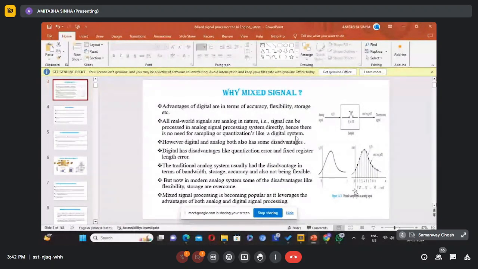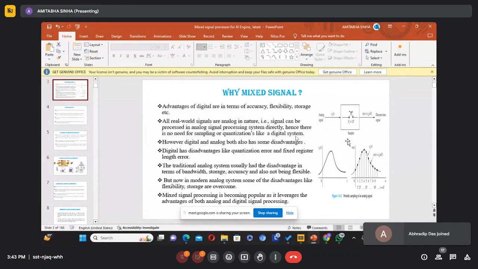So this is continuous analog, we can say. Then we have discrete analog, and then this discrete analog will be converted into a digital signal by quantization. So whenever we convert an analog signal to a digital signal, what are the steps? Sampling, quantization, and coding.